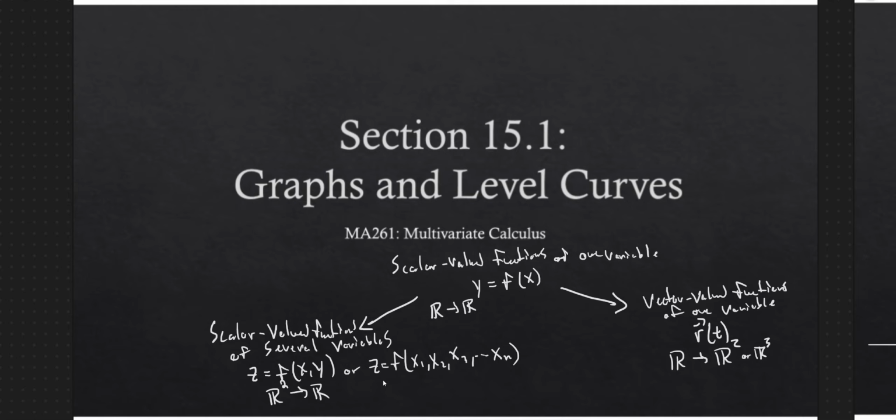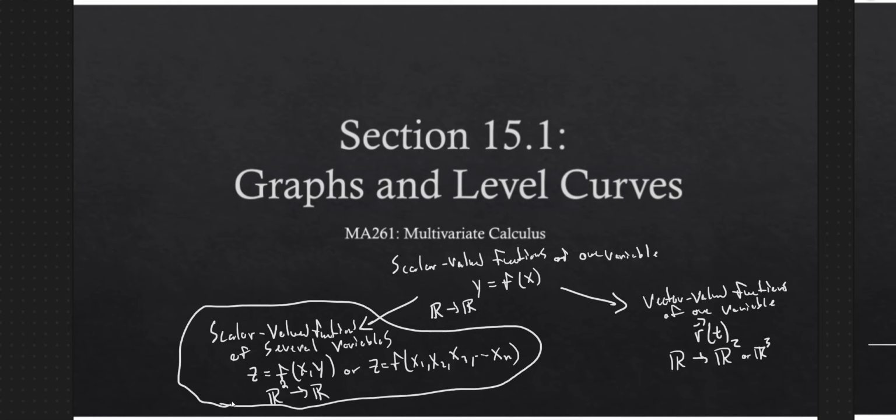By the way, you might have a natural question here. What about a vector-valued function of several variables? We're going to have to wait a couple chapters for that. We'll encounter those in Chapter 17. They're sometimes called vector fields, and they are very cool. So that's the idea. We're looking at these things, scalar valued functions of two or more variables.